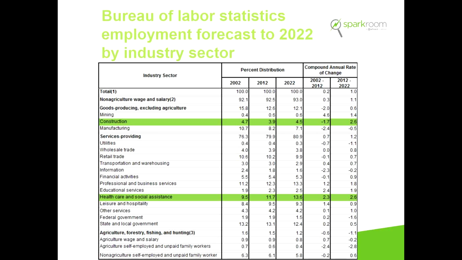Looking at the Bureau of Labor Statistics employment forecasts through 2022, healthcare and social assistance shows not just the largest amount of growth between 2002 and 2012, but also one of the largest projected growth rates for the next decade as well. By 2022, it's anticipated that healthcare and social assistance professions will be the single largest services providing employment category, surpassing professional and business services, the current private sector champ.